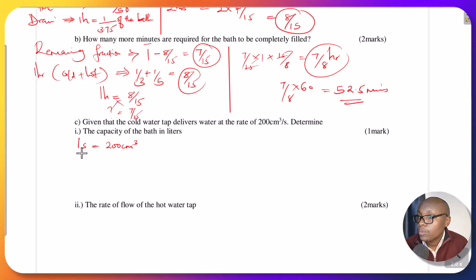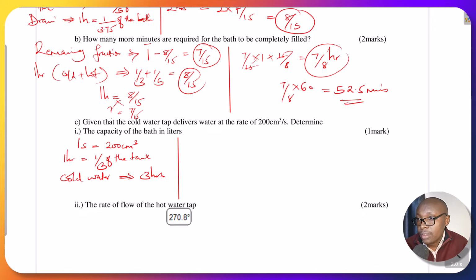Now remember, for the cold water tap, we say that in 1 hour, it can fill 1/3 of the tank. That means in order to fill the tank, it will take 3 hours. So if in 1 hour it can fill 1/3 of the tank, that means for it to completely fill the tank, it can take 3 hours. That is very important to understand.